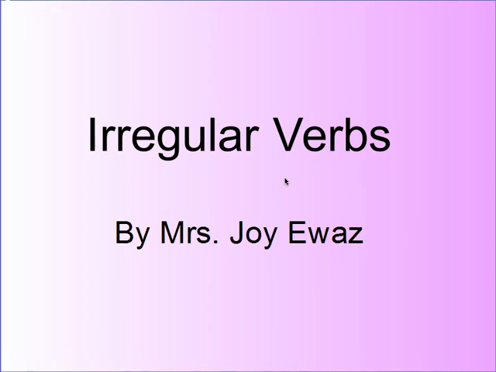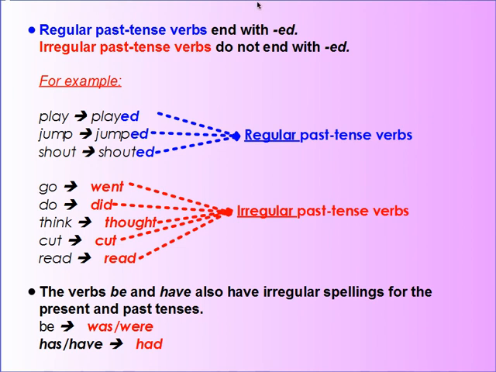Today we're going to learn a new grammar lesson and it is about irregular verbs. First, you need to remember that regular past tense verbs end with ed. And now you need to learn that irregular past tense verbs do not end with ed. I will explain how. For example, play becomes played in the simple past tense form. So we can change it from simple present to simple past by adding an ed.